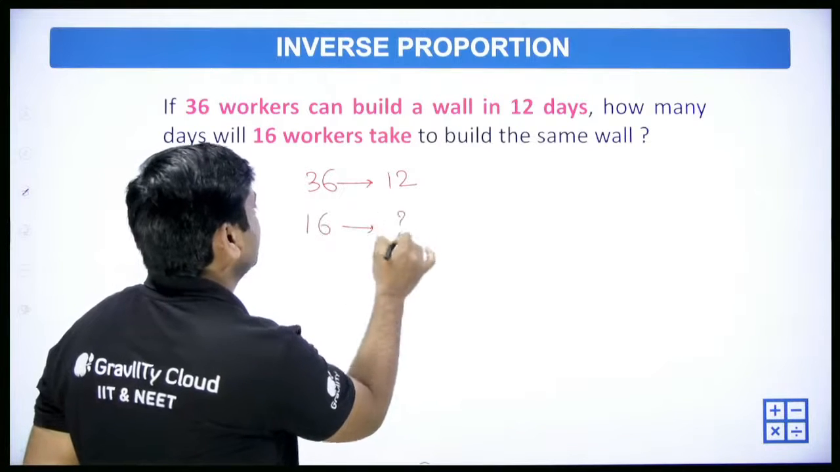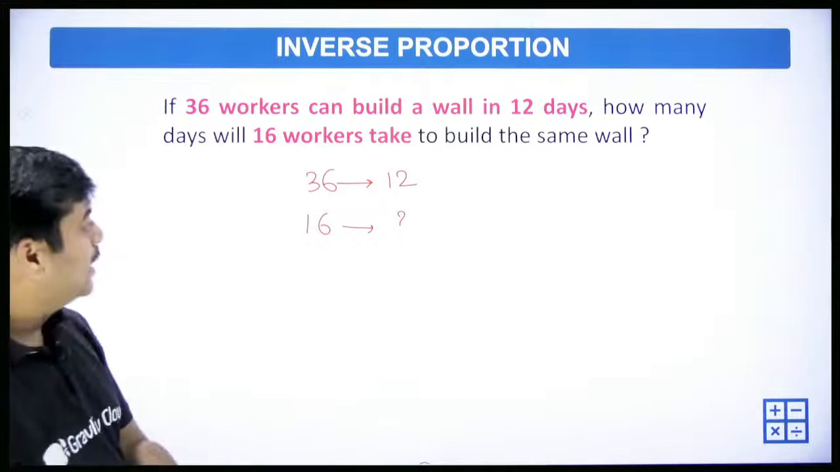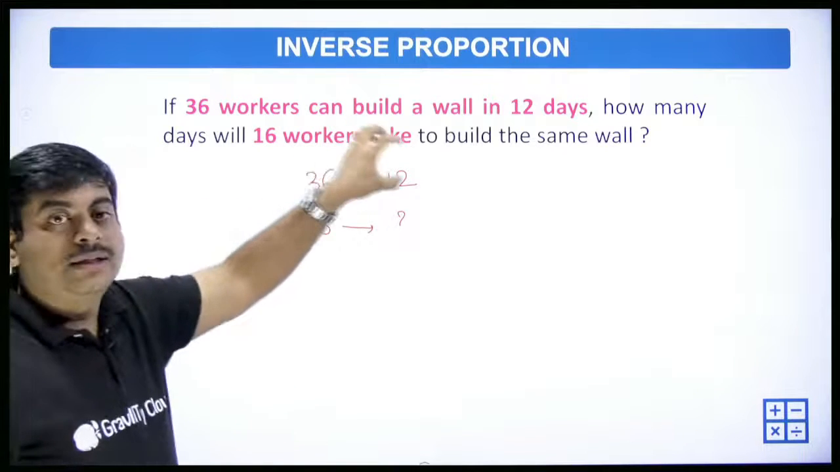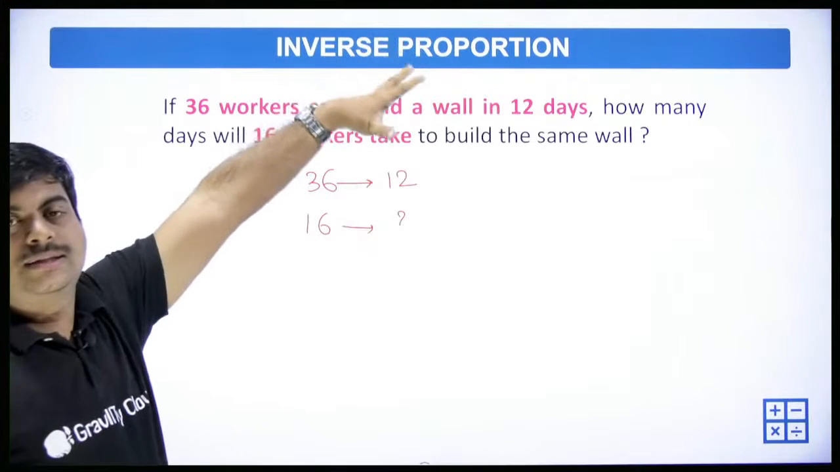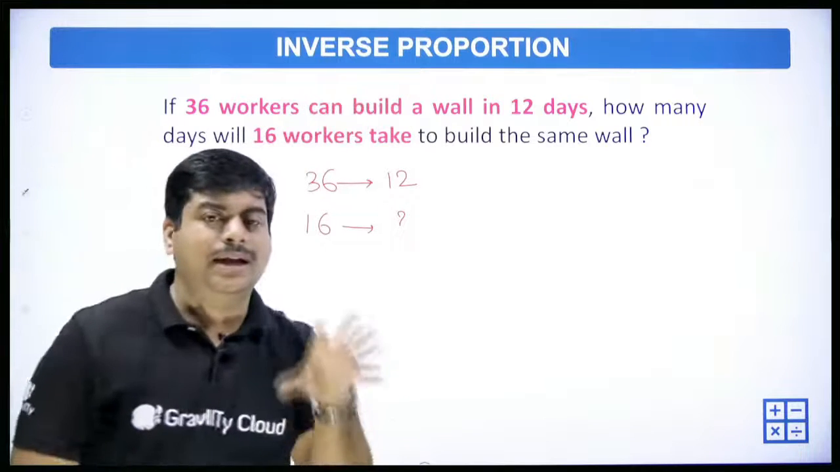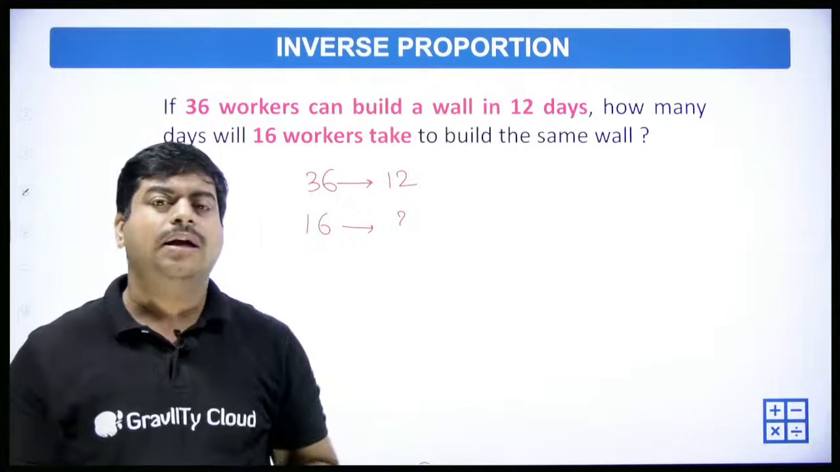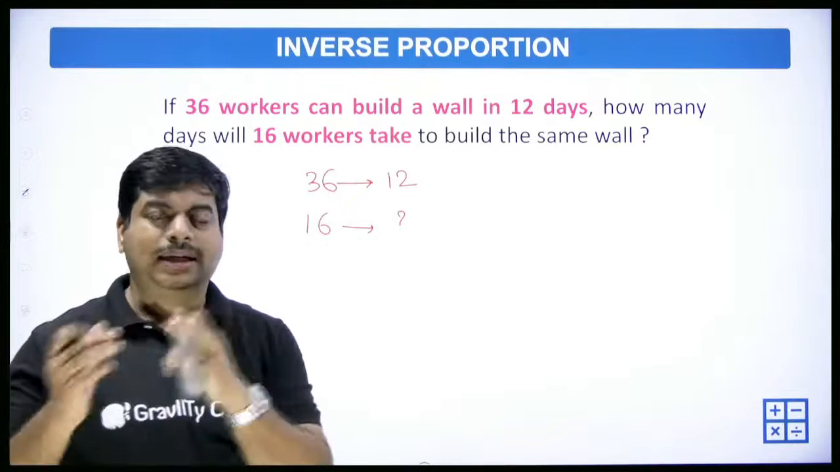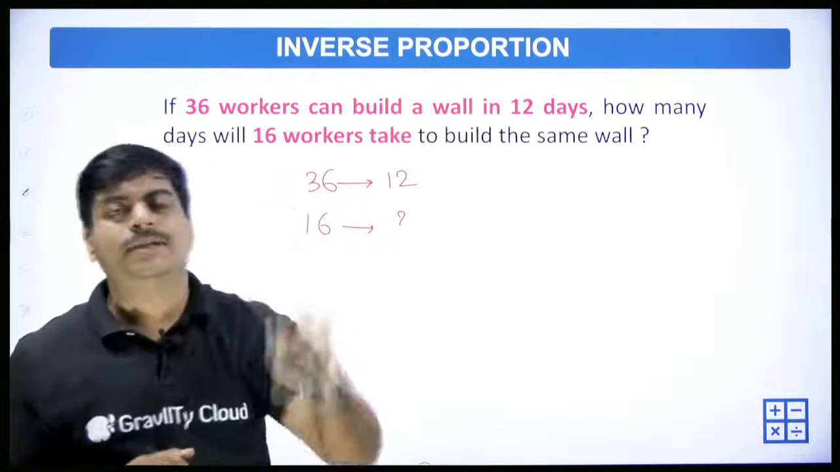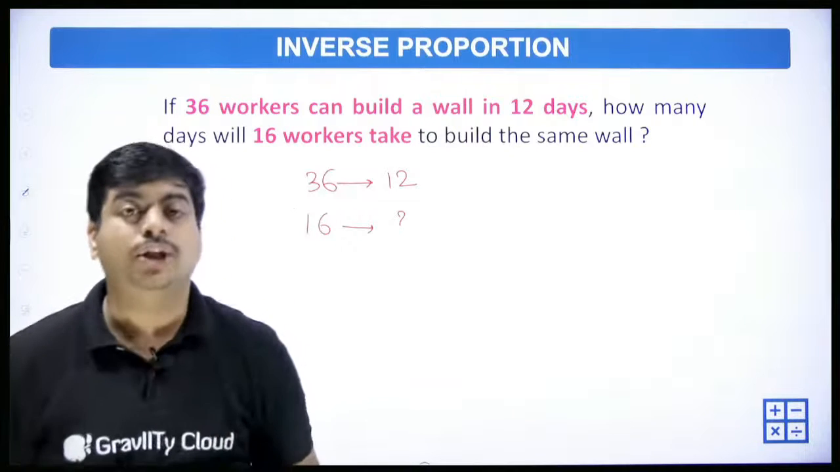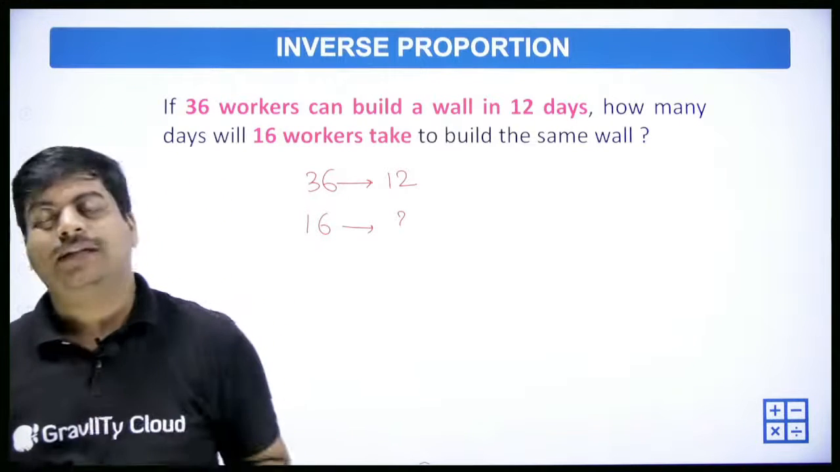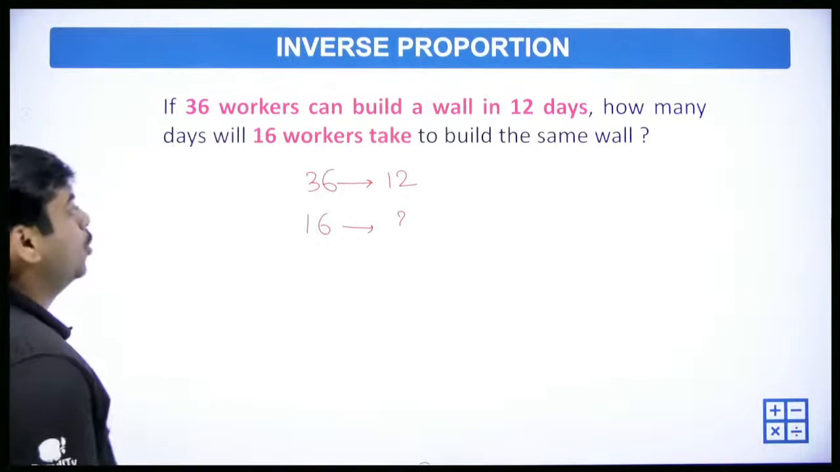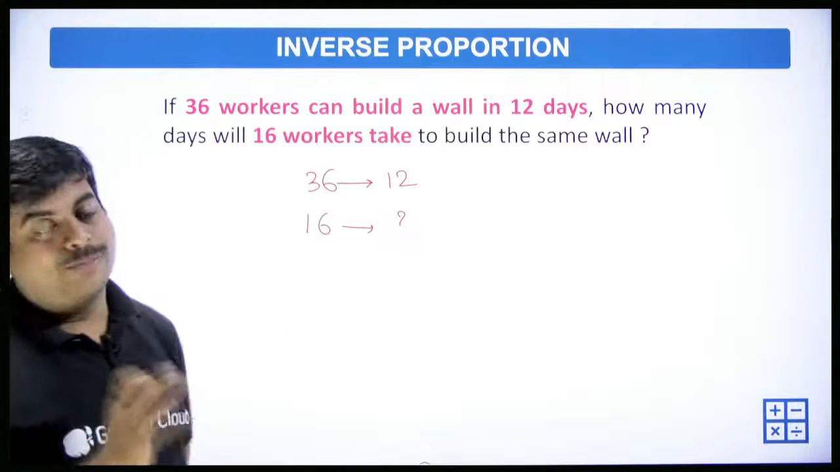So definitely you need to understand one thing. As 36 workers reduce to 16, these 12 days will definitely increase, right? For example, if there are 10 members working and they complete it in one single day, but in another case you're the only person working on it, then you would take 10 days to complete that work, correct? So I can say that it is an inverse proportion.